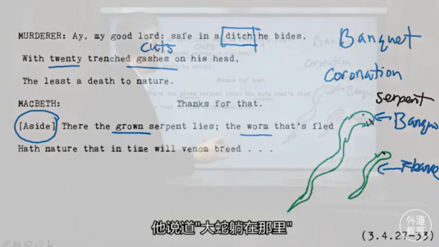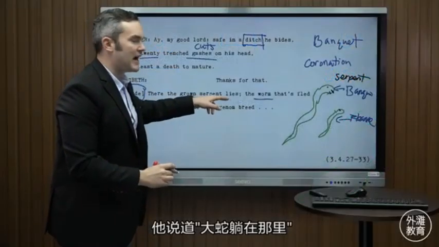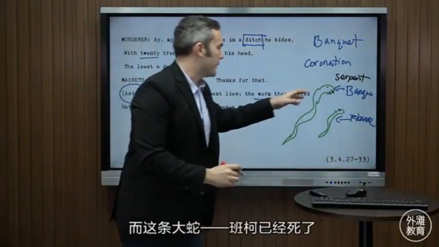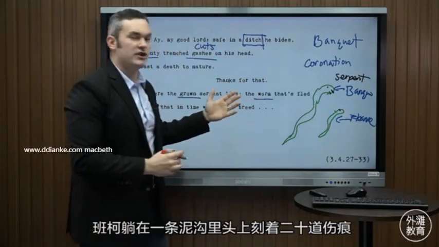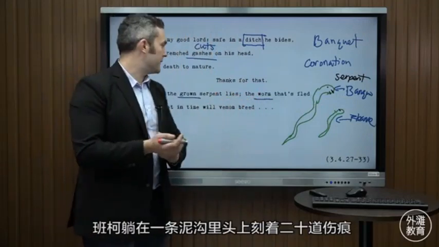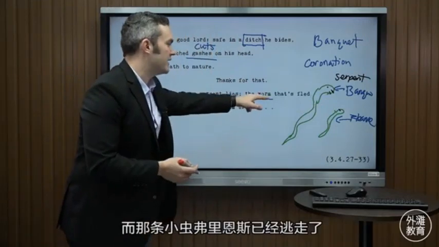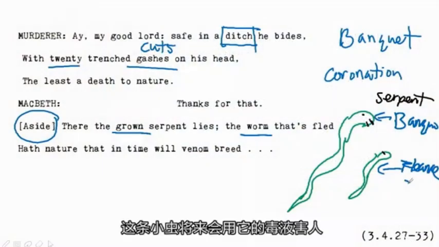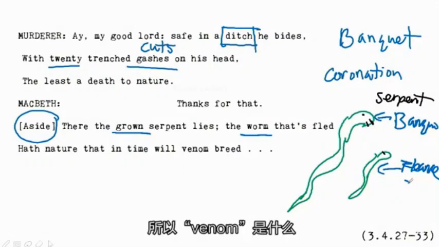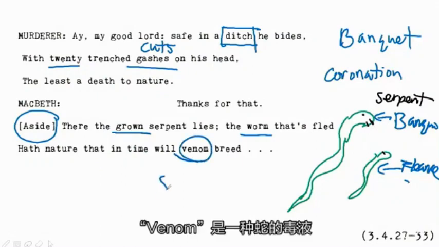And he says that there the grown serpent lies. In other words, the big serpent, Banquo, is dead. He's in a ditch with 20 gashes on his head. The worm that's fled is Fleance. He hath nature that in time will venom breed. So what is venom? Venom is a snake's poison.